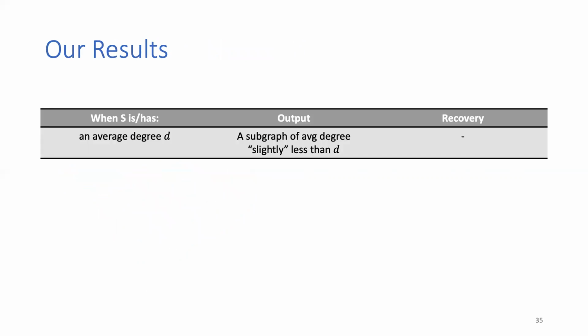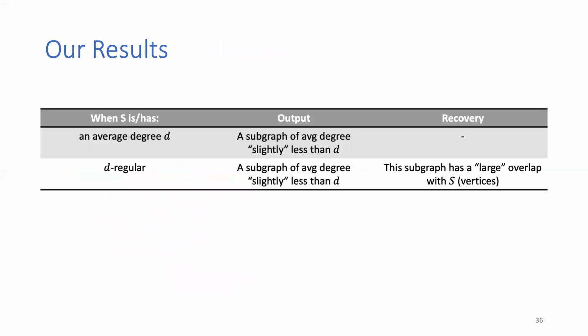So what are our results? Our results actually depend on the structure of the planted set S. In case S has some average degree d, we give an algorithm which outputs a subgraph on k vertices and average degree slightly smaller than d. When S is d-regular, when S has more structure, then we can show that we do not just output a subgraph of size k and average degree slightly smaller than d, but this particular subgraph also has a large overlap of vertices with S.